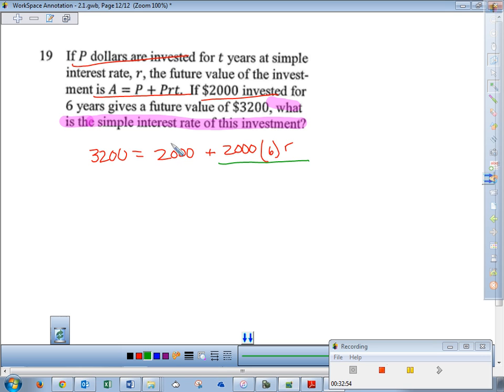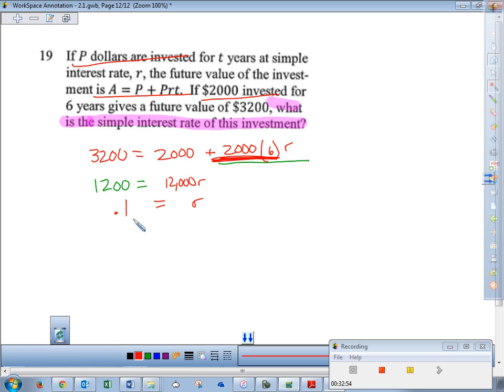Here's the term with the R in it. Don't we need to get rid of this plus 2,000 first? Subtract 2,000 from both sides, and that would be 1,200 equals, watch this awesome move, 12,000 R. Where did I get 12,000 R from? What's 2,000 times 6? 12,000, right? I multiplied those together. Then you divide that out. 1,200 divided by 12,000. You will get a decimal. What decimal did you get? 0.1.